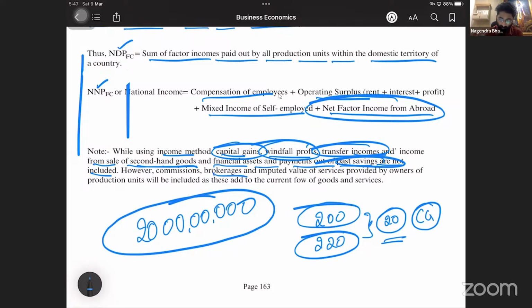However, commission, brokerage and imputed value of the services provided by owners of the production units will be included. Commission is included, brokerage is included. Why do we have to include commission and brokerage?